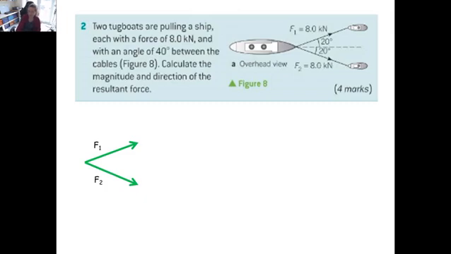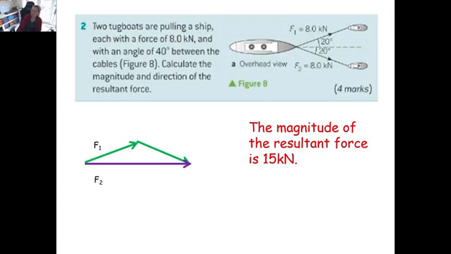Again, you might have preferred the method of just adding the two vectors together. So if you have F1 and F2, so F2 is drawn where F1 finishes, and if you draw that line in and measure it, you would find the same answer.